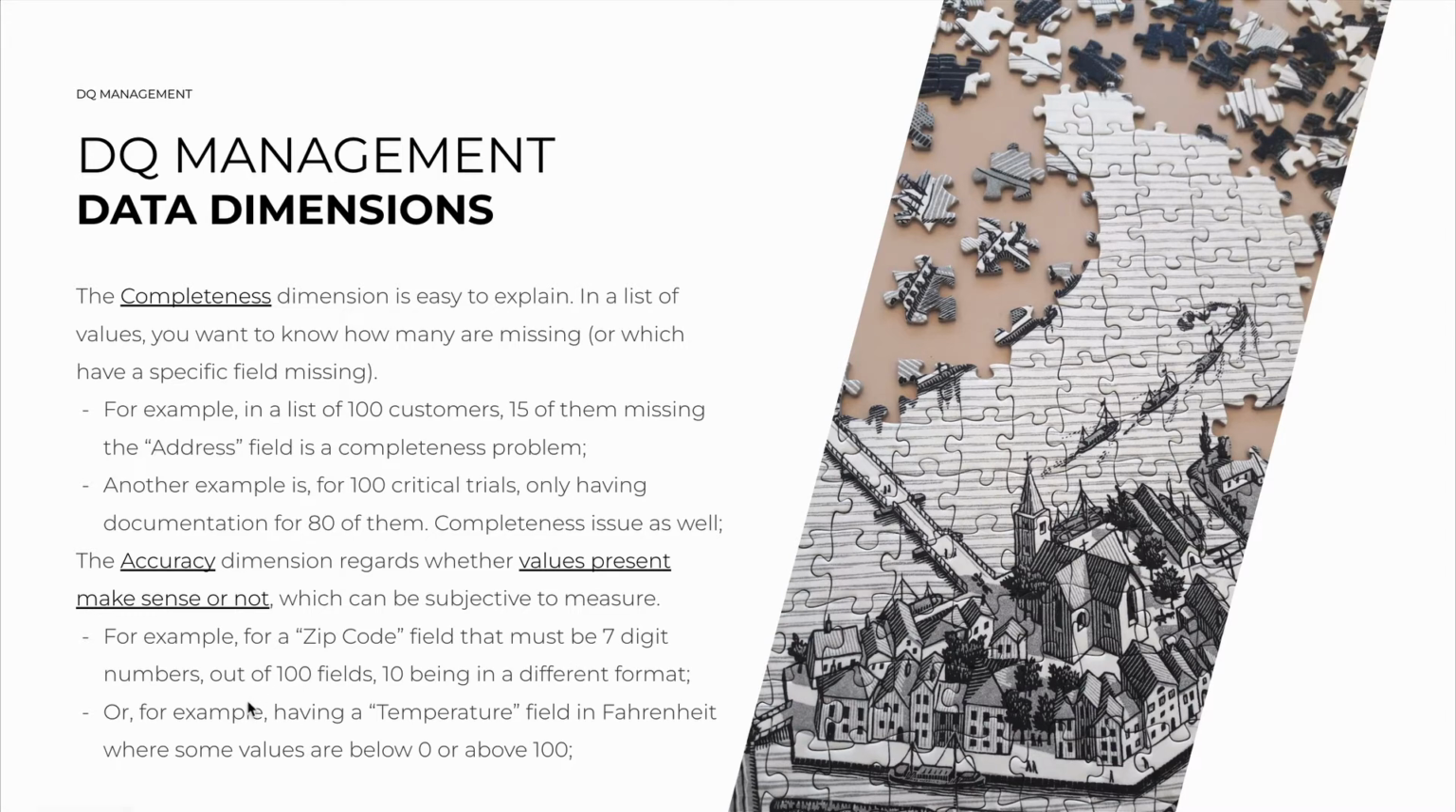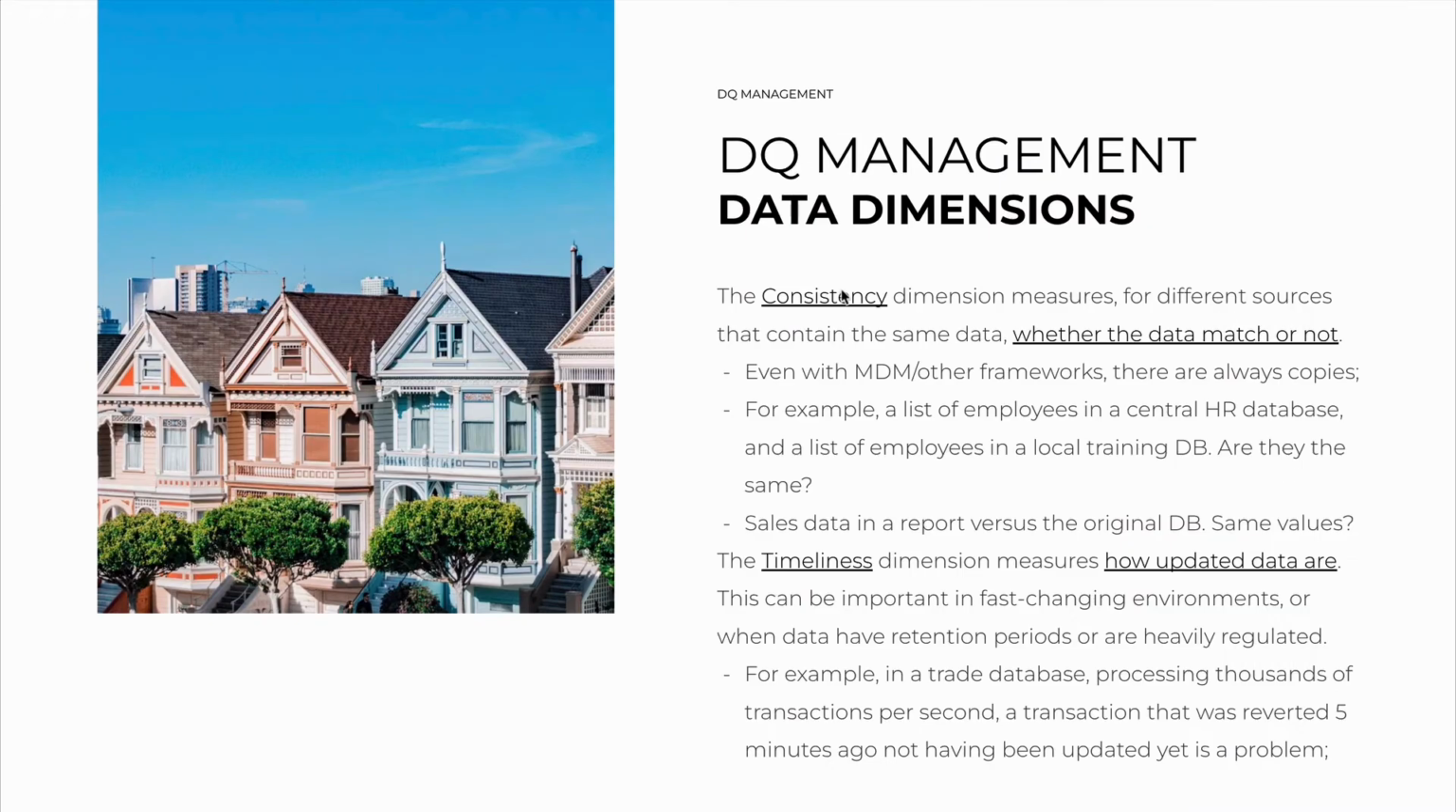Or the example that we mentioned. We have a temperature field in Fahrenheit units, which therefore should have values between 0 and 100, but you have some values below 0 or above 100. They're not accurate values. The consistency dimension is all about whether information is the same across different data sources which should have the same data. That is, in reality, do the data match or not?